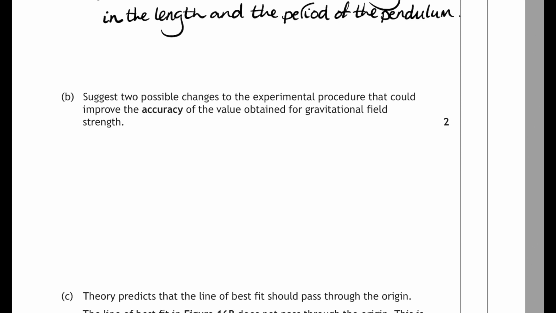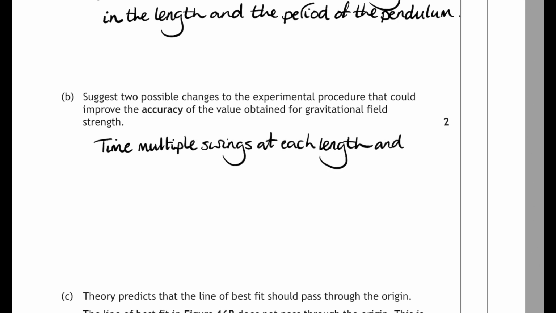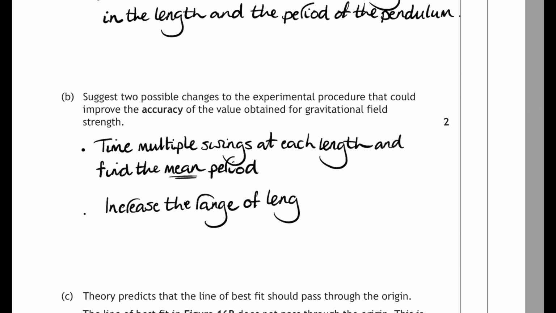Then part B suggests 2 possible changes to the experimental procedure that could improve the accuracy of the value obtained for gravitational field strength. Well, their value is a bit high, it was 11.2, and we're really looking for 9.8. So what we could have done was repeated our time measurements multiple times at each length to find the mean period for each length. We could also have increased the length of the string, as we only measured it over about a metre, so increase the range of lengths that we used.